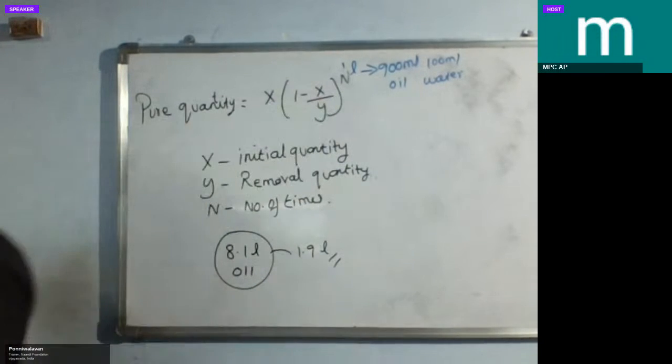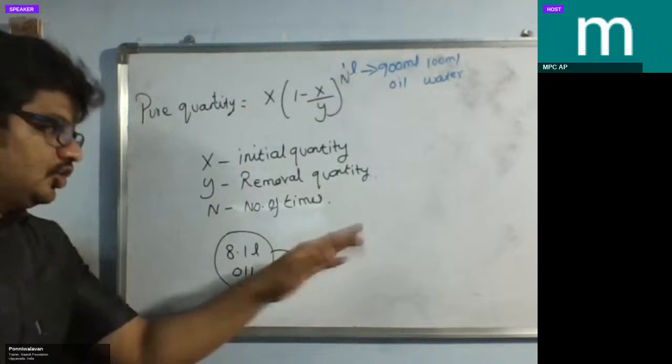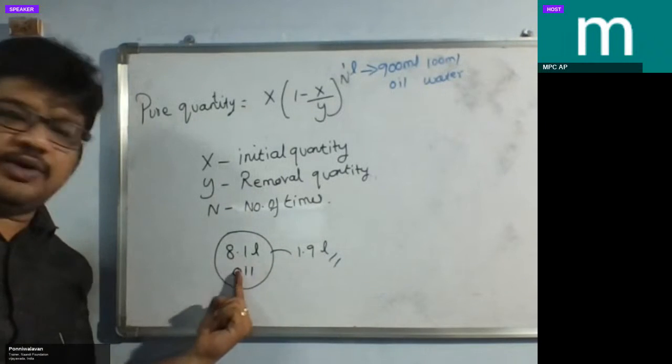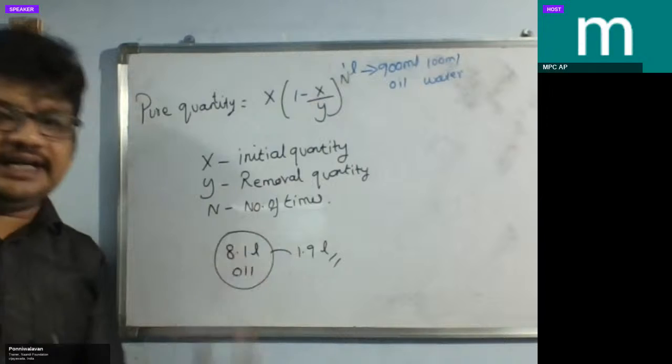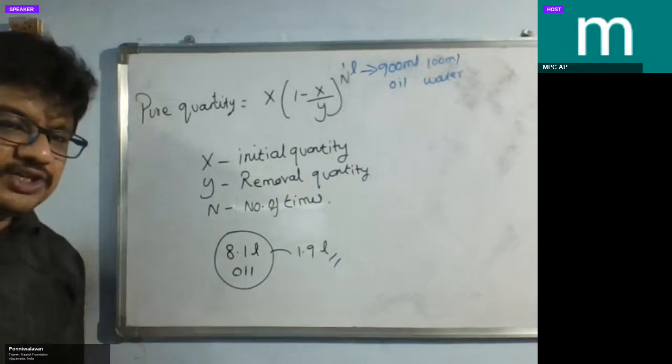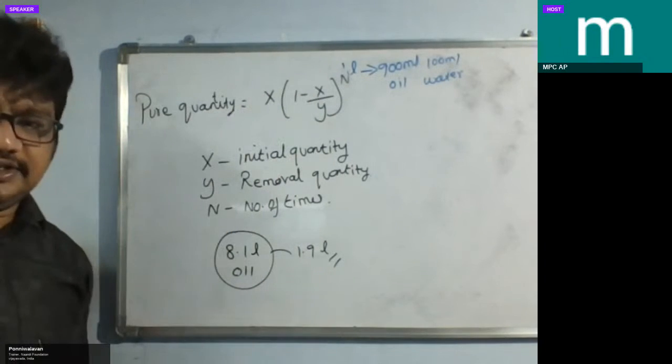This is a formula. Kindly make a note of it. To find this 8.1 liters, how much pure content is available? So this is the formula to find this.